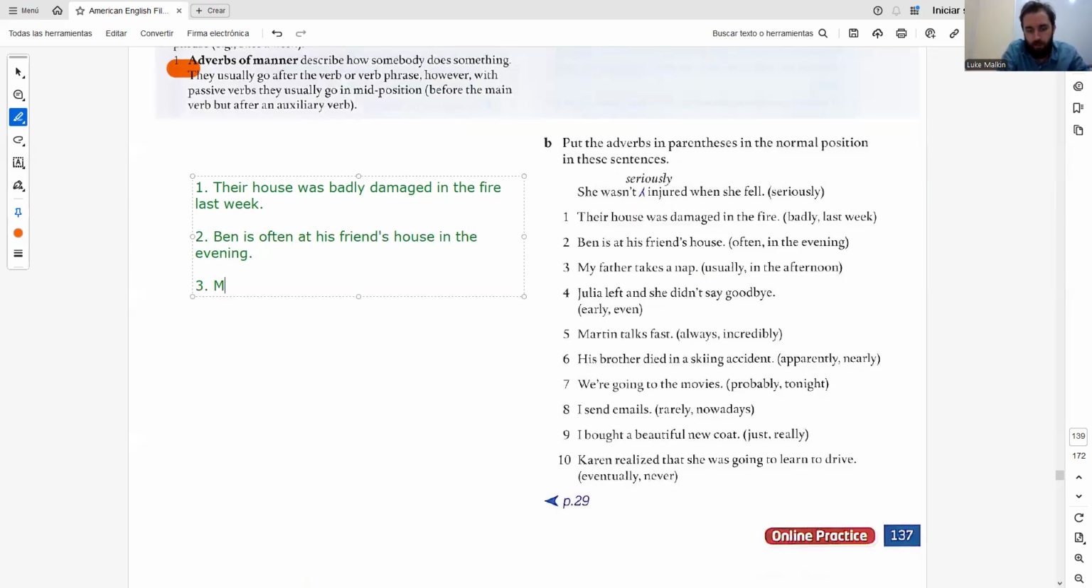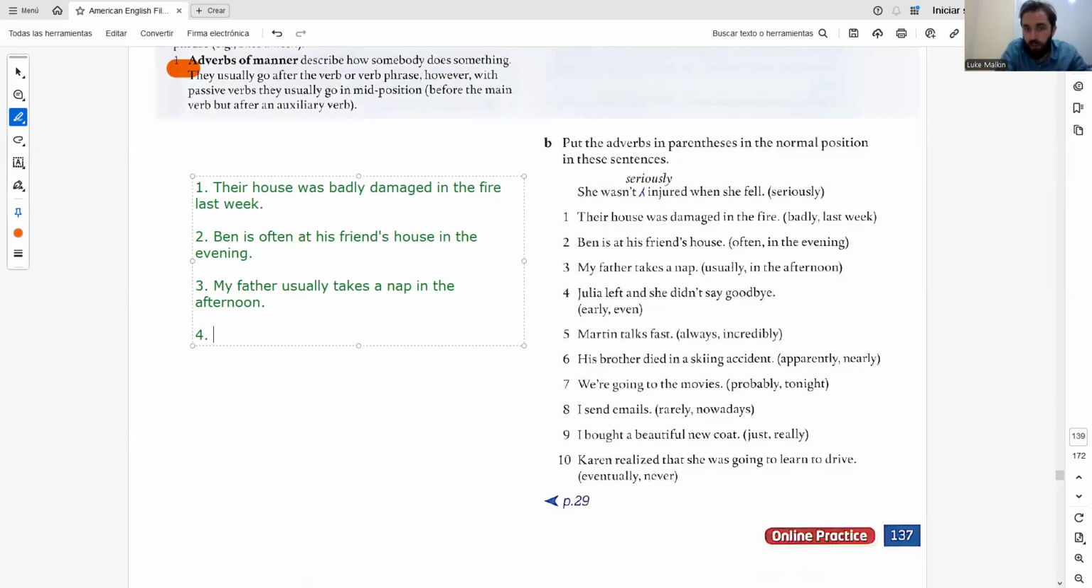Number 3, my father usually takes a nap in the afternoon. So again, this is an adverb of frequency, then an adverbial time phrase. Notice how usually now goes before my main verb. He usually takes, but then the adverb of time goes at the end.